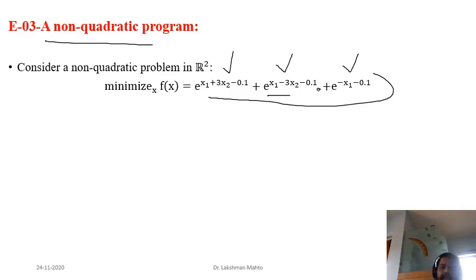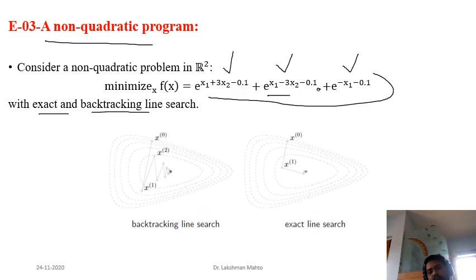But if I am asking how to find the optimal point of this one algorithmically, then there would be an issue. So we can find an optimal point of this problem using both kinds of line search: exact line search and backtracking line search. It is given already here. This is the path when you are performing a step size using exact line search.